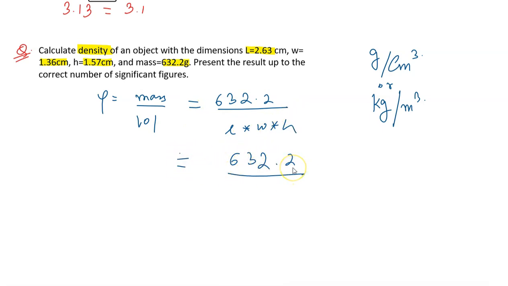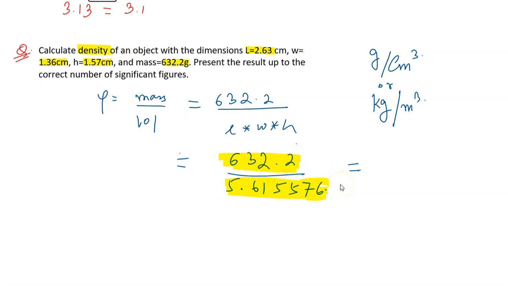Okay, let's calculate this. So we multiply 2.63 times the given width 1.36 and the given height 1.57. So we get 5.615576. So now the final result, it's going to contain how many significant figures? 4 significant figures. So remember, sometimes the mistake we make is that we look at this value and put it as 5.61, which is not right. So we have to initially take complete significant figures.